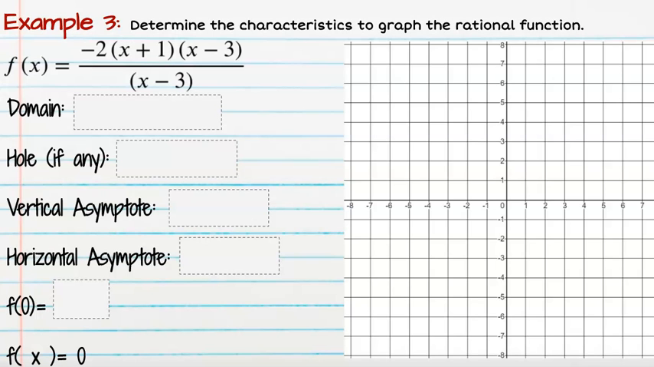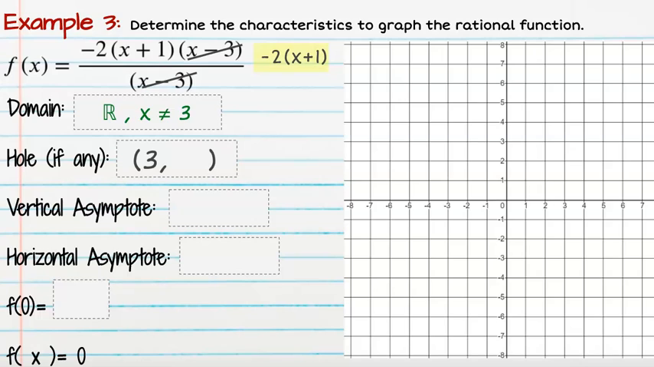Finally, one more example that's a little different from the rest. Take a look at this function. We notice that the factors of x minus 3 will cancel out. And this is our simplified function. Notice the simplified function doesn't look rational anymore. So with our domain, it's all real numbers except for 3, because 3 makes the denominator equal to 0. Even though it canceled out, it must be considered.